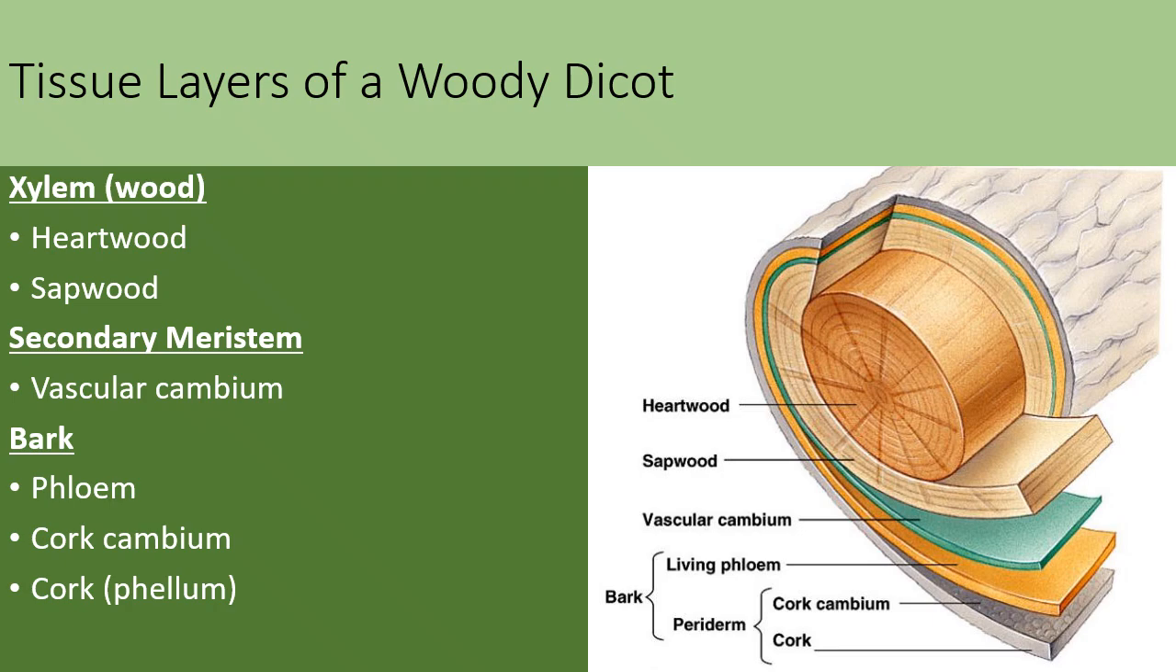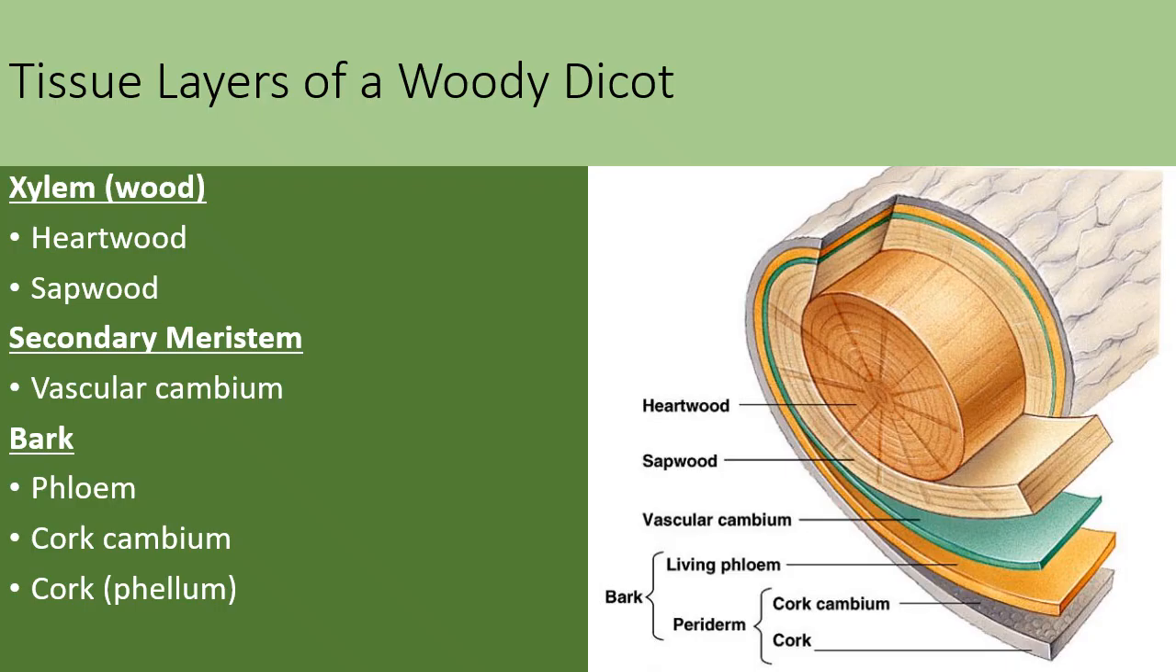Okay, tissue layers of a woody dicot. We're going to be looking at several different portions. I'd like to emphasize that really everything inside of the cambium, remember the cambium is the tissue which makes new xylem on the inside and new phloem on the outside.